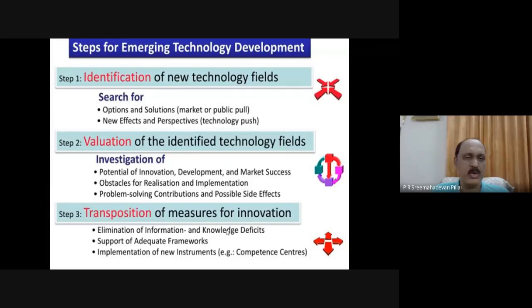Now come to the next point, measures for innovation. Elimination of information and knowledge deficits is one part of innovation, because some knowledge we get, some information we get will be half-baked. With half-baked information, that is why I quoted this moon travel, which has attracted hundreds of books. So some information which we get is rather distorted, rather difficult to digest, and some deficits are there here and there. So innovation has to always be there.